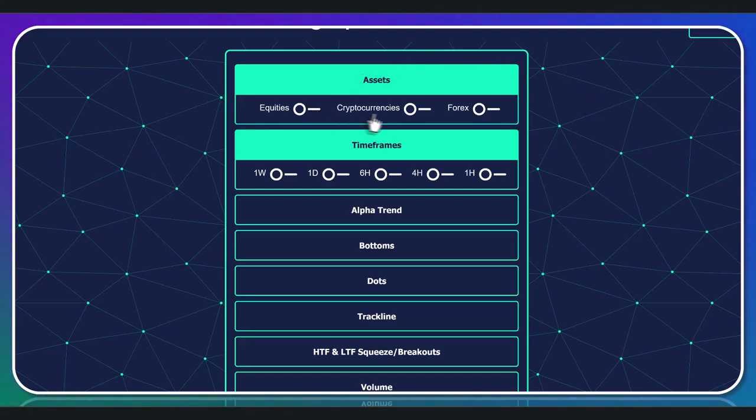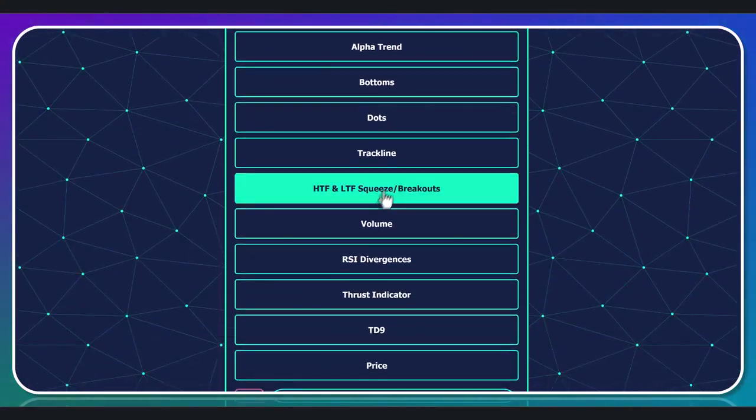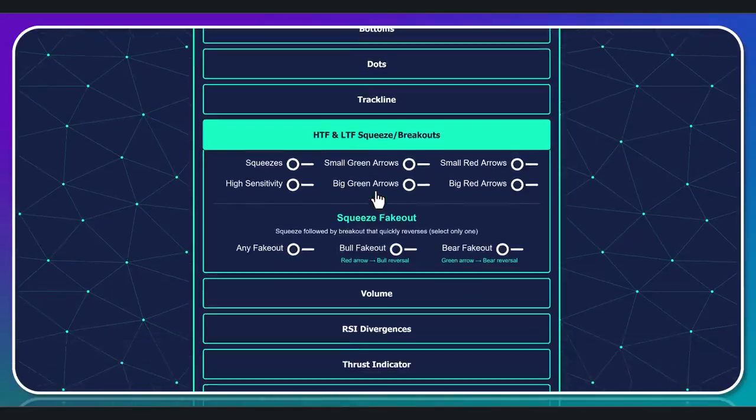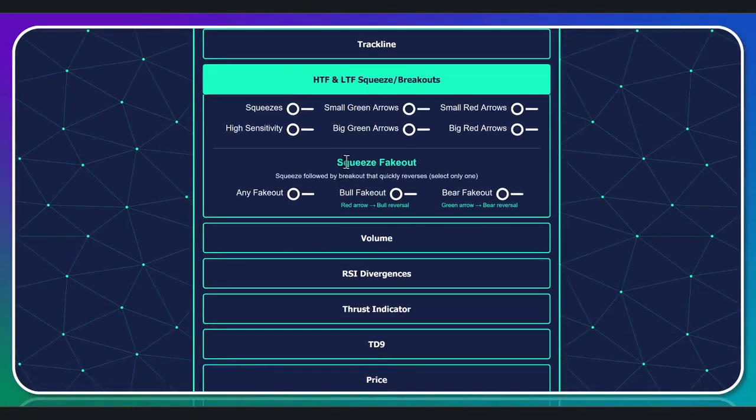If we go ahead and pick cryptocurrencies, we want to scan the cryptocurrency market. We pick the 6-hour time frame, and now when we scan down past all of our setups and we look at the HTF squeeze breakouts, we now have the ability to scan for brand new squeeze fakeouts.